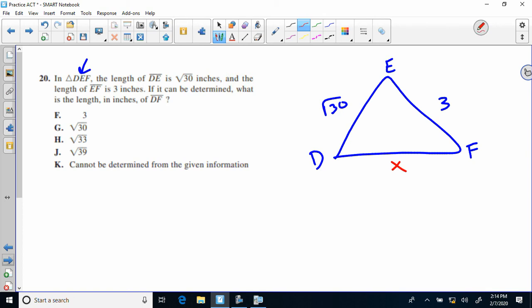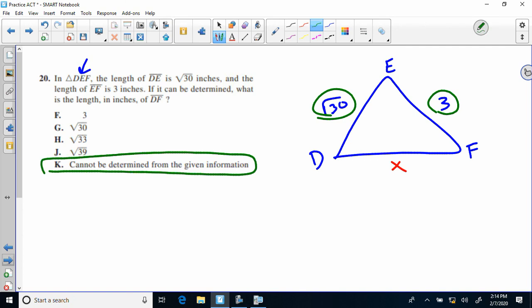We were only given 2 pieces of information. We only had this one and this one. That's only 2 pieces of information. So we cannot determine it from the information that they gave us.